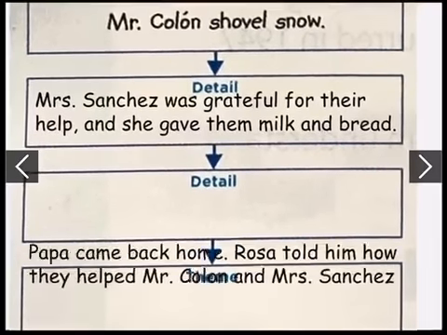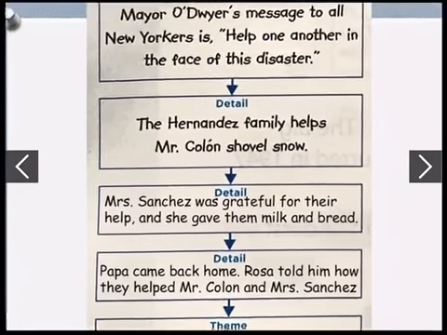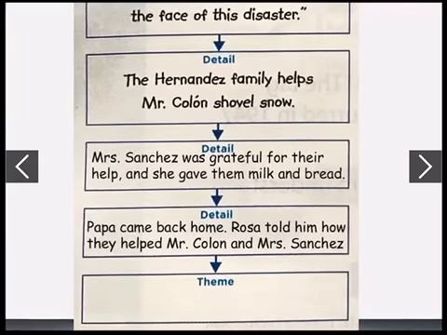The fourth detail is Papa came back home. Rosa told him how they helped Mr. Callan and Mrs. Sanchez. So when Papa came back home, they told him that they helped these two people from the community. Again, I can connect the fourth detail with the first three that they're all talking about how people should help each other when they're going through a hard time.